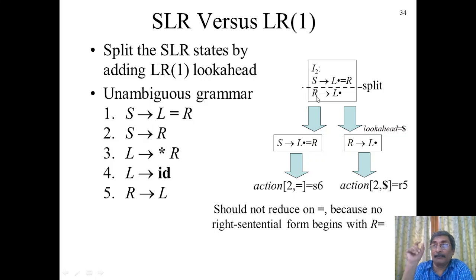Something may follow means it follows in some viable prefix, not in every viable prefix. This equality symbol follows R, no doubt about it. But there is no viable prefix which is just R. Then the viable prefix has to be star R. So this small difference cannot be captured by this SLR parser. And that can be captured by the LR1 parser.